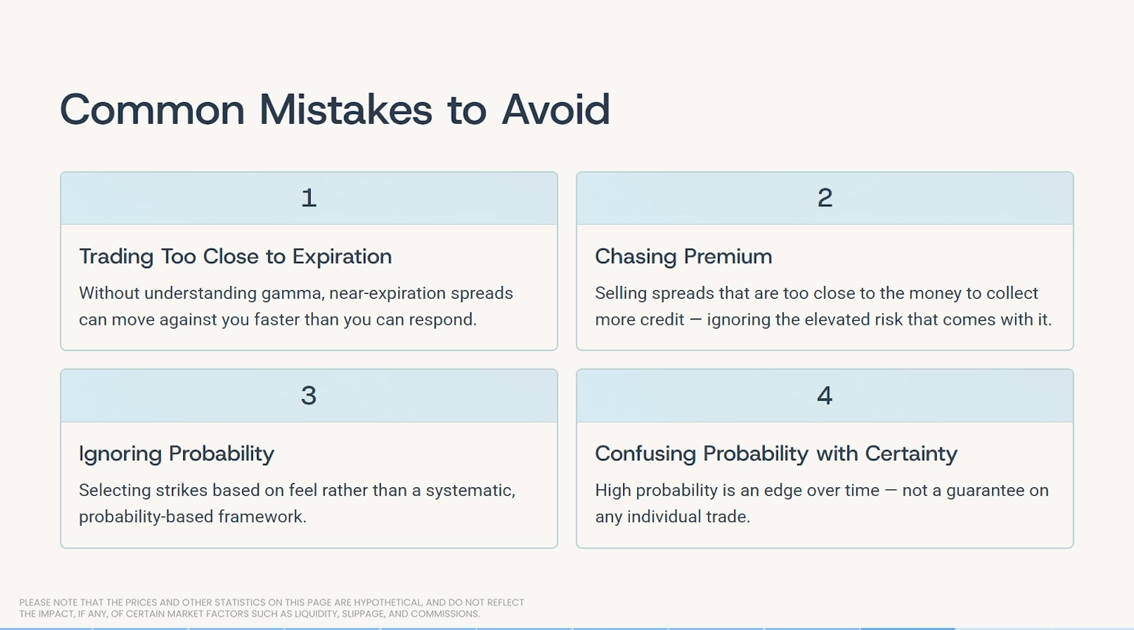Number 3, ignoring probability. Selecting strikes based on feel rather than a systematic probability-based framework. And finally, confusing probability with certainty. High probability is an edge over time, not a guarantee on any individual trade.